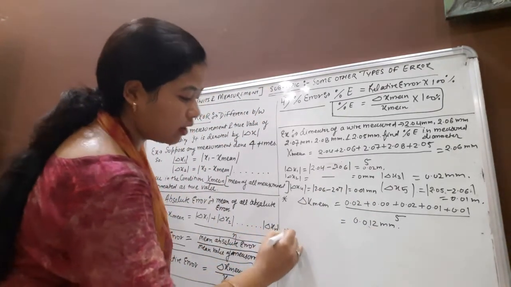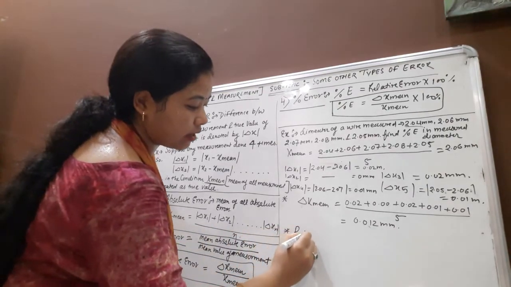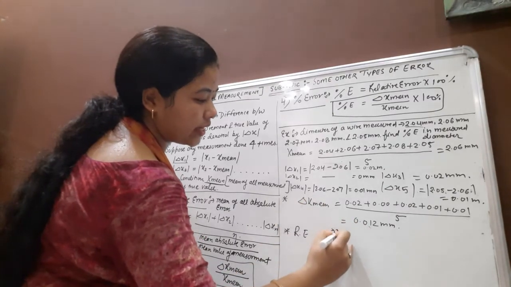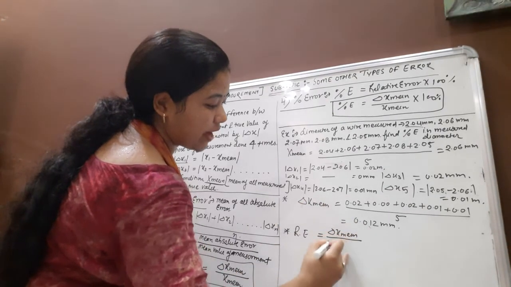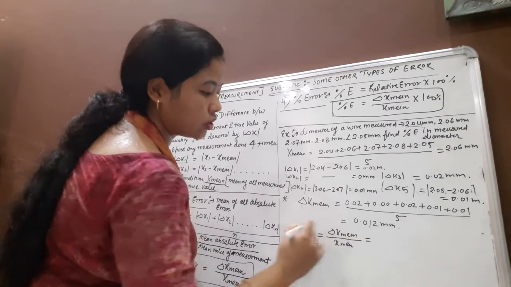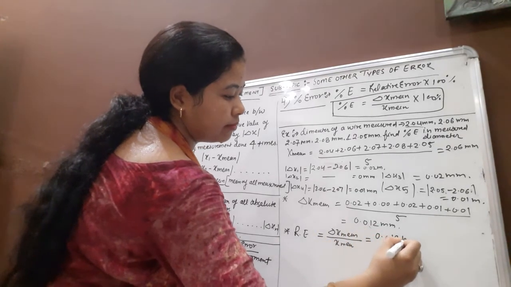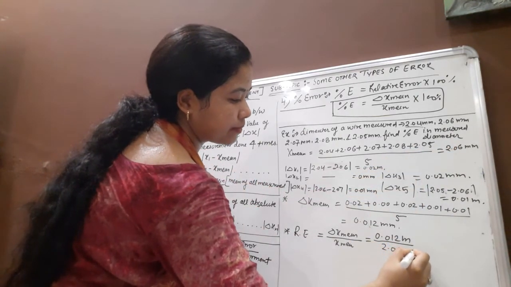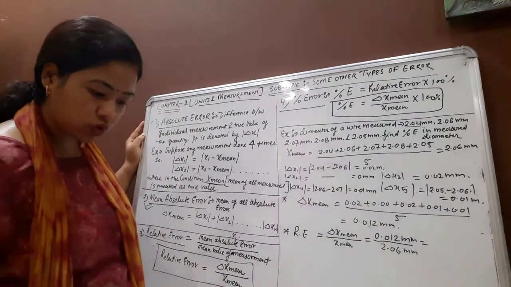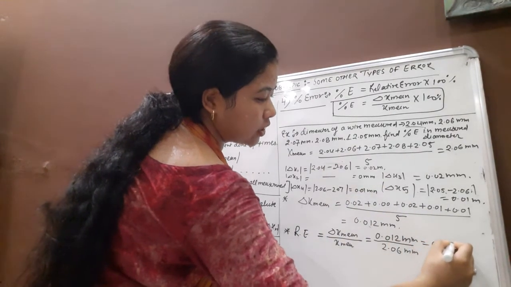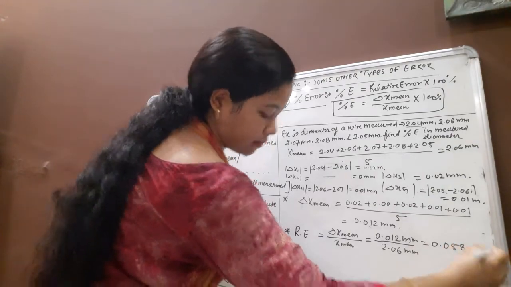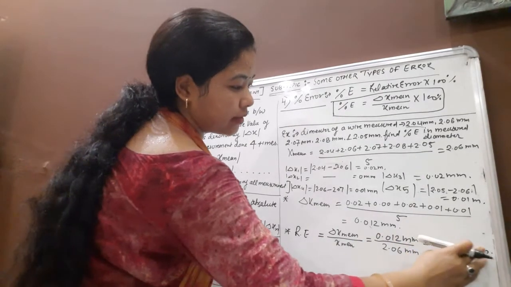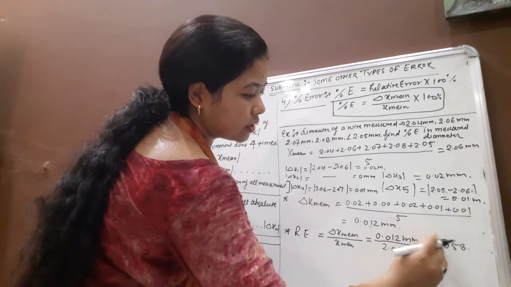Next we will calculate the relative error. For relative error, what will we do? The mean of all absolute errors, delta x mean, divided by x mean. So delta x mean, 0.012 mm, divided by x mean, which is 2.06 mm. When you divide both quantities, mm will cancel from each other and you will get 0.0058.